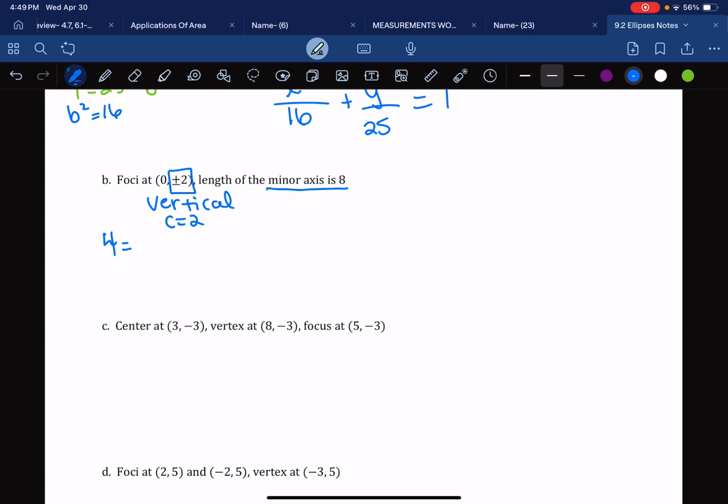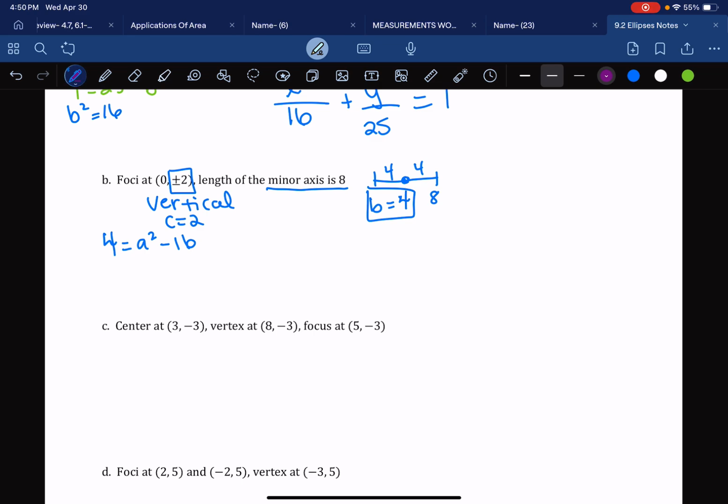If I know that the whole length is 8, and I know the center is here, that means it's 4 and 4. So that means B is 4. So you just divide by 2, right? So if B is 4, and C squared equals A squared minus B squared, we can find A.